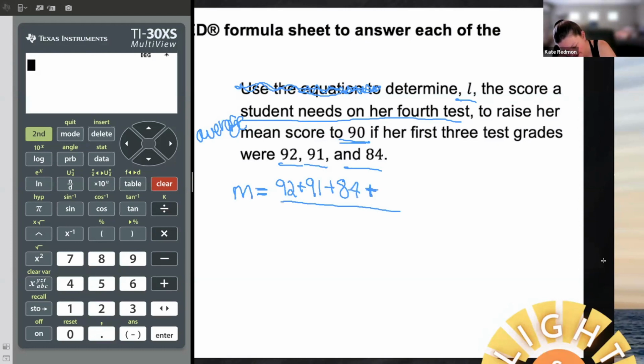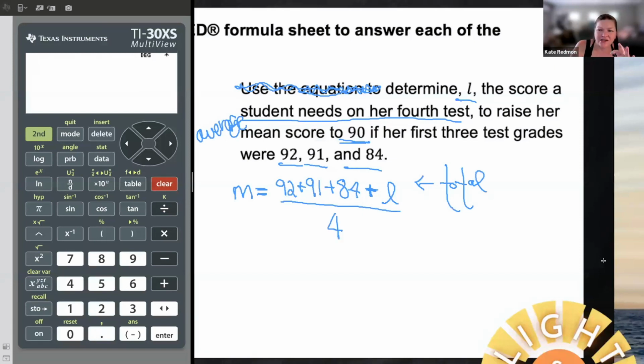We're going to have to add in eventually that L, that score on her 4th test. Now, the mean's not just a total, right? It's the total divided by the number of items in the data set. Well, what is the data set here? It's test scores. So how many test scores is she going to have? Well, she already has 3. She's taking 1 more. It's going to be 4.